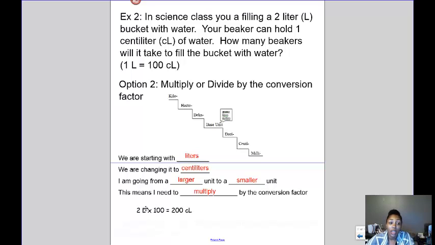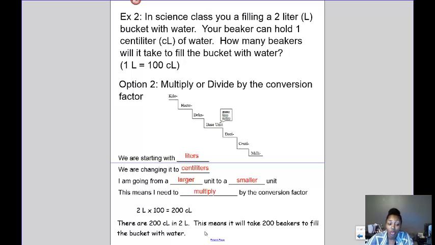So that means I'm going to take my 2 liters, I'm going to multiply it by 100, and my final answer will be that it would be 200 centiliters. So there are 200 centiliters in 2 liters. That means it will take 200 beakers to fill the bucket with water.